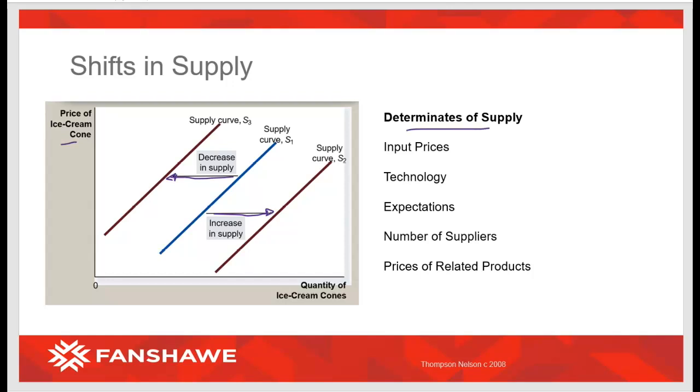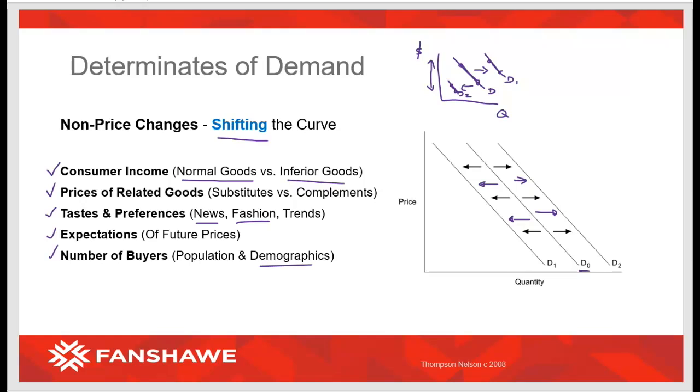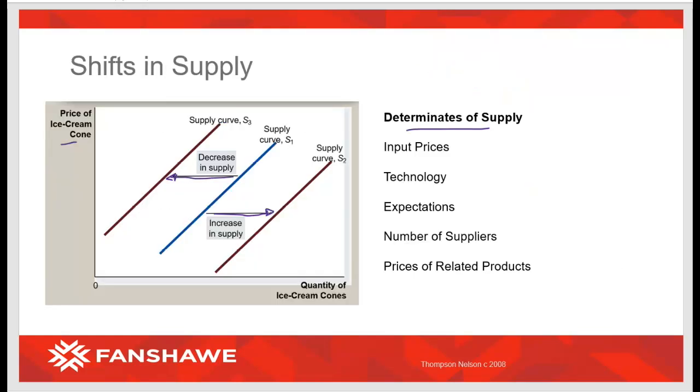So our determinants of demand were these things. Our determinants of supply are similar but different. The firm, in this case, we're using production goods. So the firm has to think about things like input prices. How much am I paying?